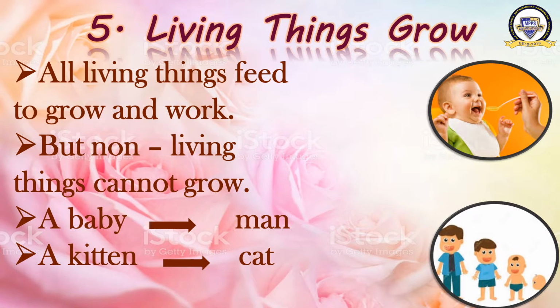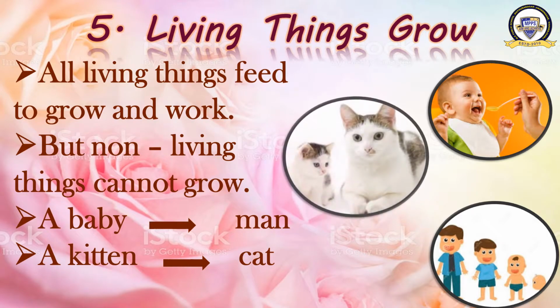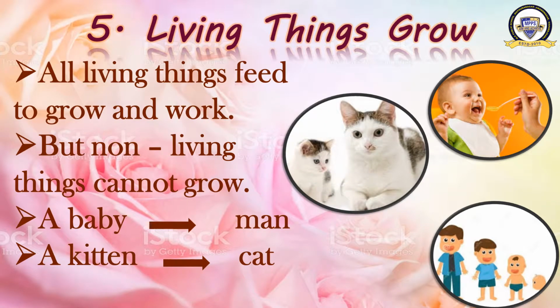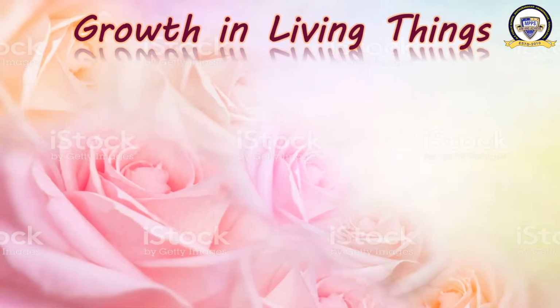A baby grows and he becomes a man. See this picture? First he was an infant, then a baby, then a child, then he became a man. Then the next example is a kitten becomes a cat. See the photo? A kitten, sweet kitten. This kitten will grow after taking food. It will grow and become a cat like its mother. So you have understood this?